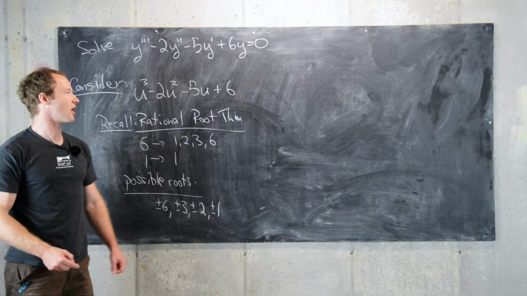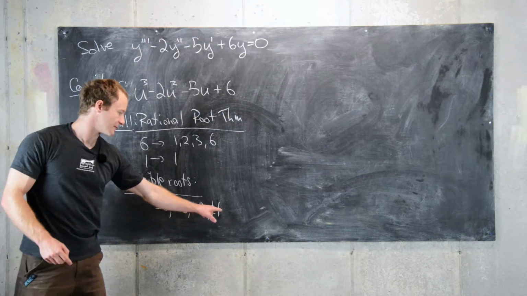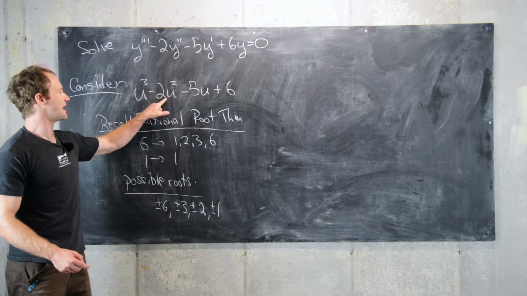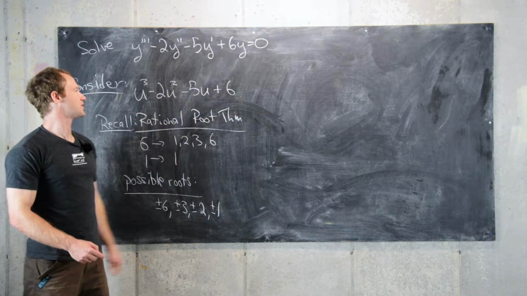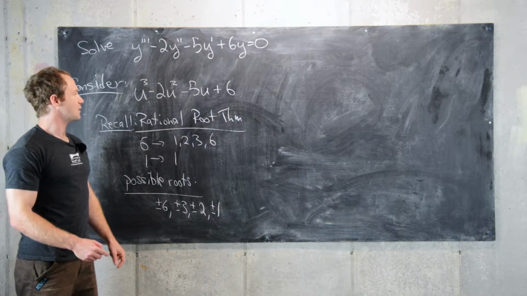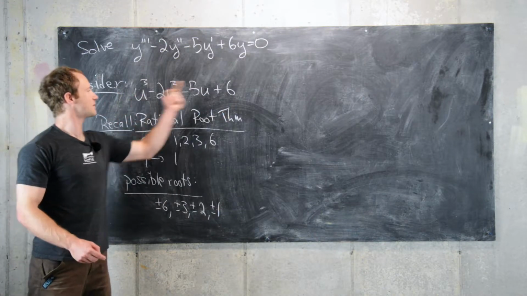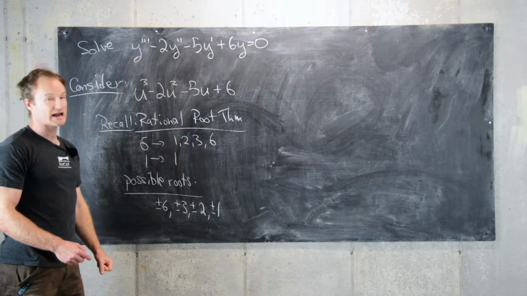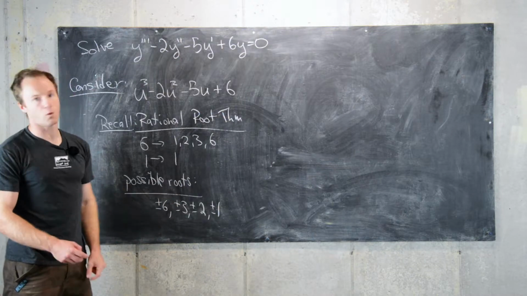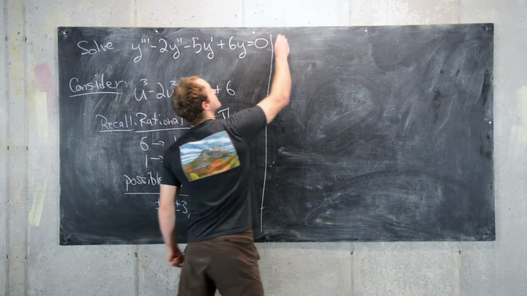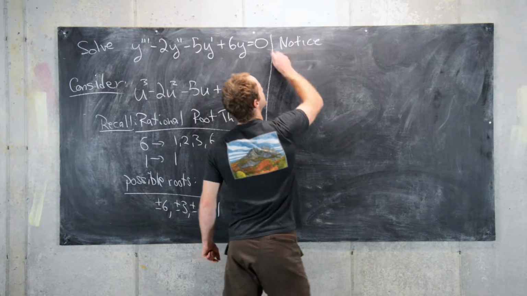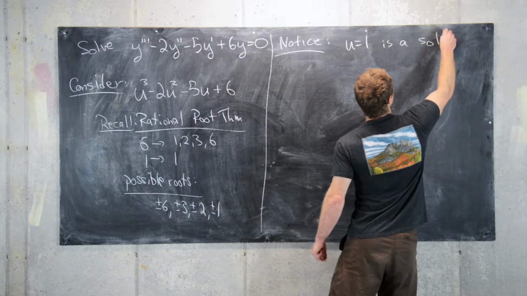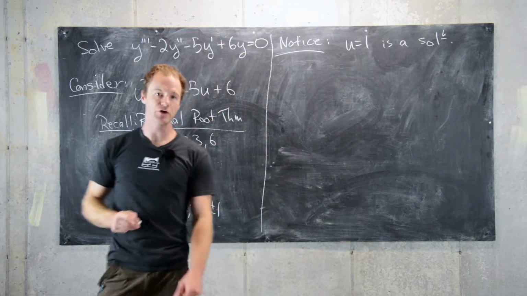Now I won't check all of these, but you notice that positive 1 works. If you plug 1 into this, you get 1 minus 2 minus 5 plus 6. In fact, 1 plus 6 is 7, minus 2 minus 5 is also negative 7, so everything will cancel. So that means 1 is a root. So notice u equals 1 is a solution. Now you have two choices.